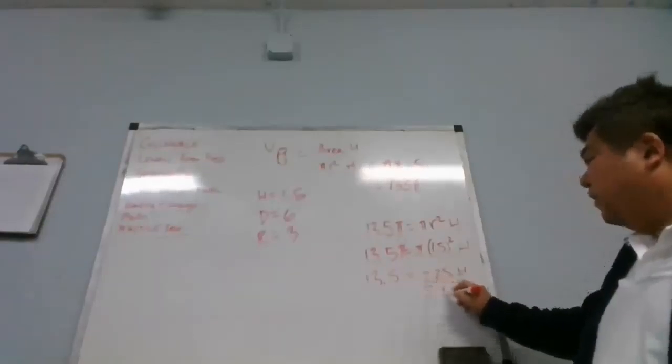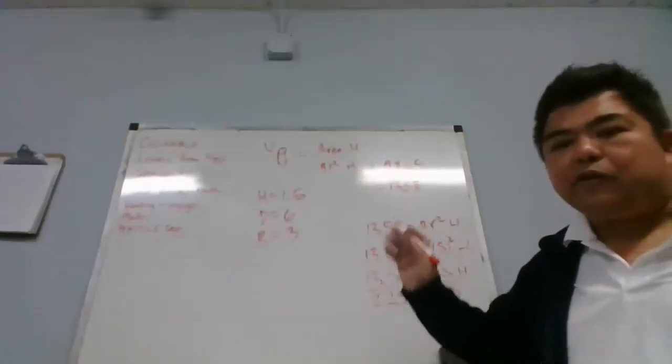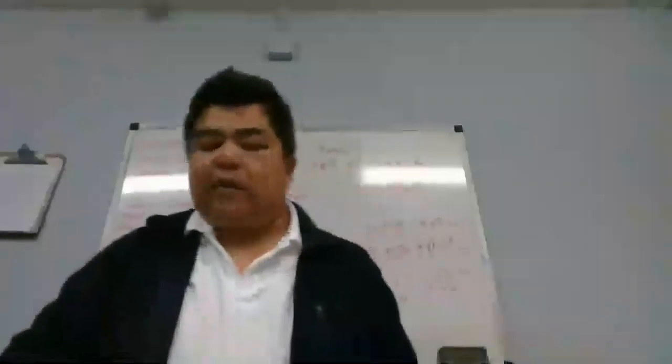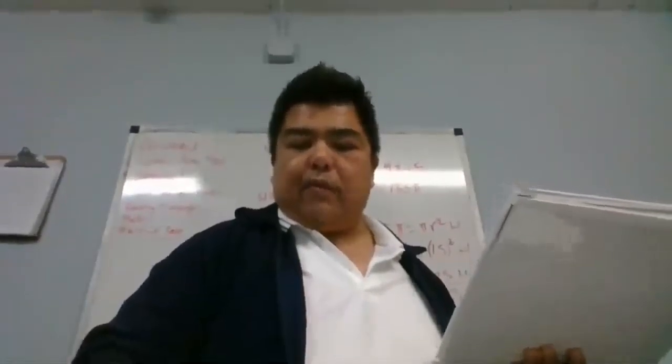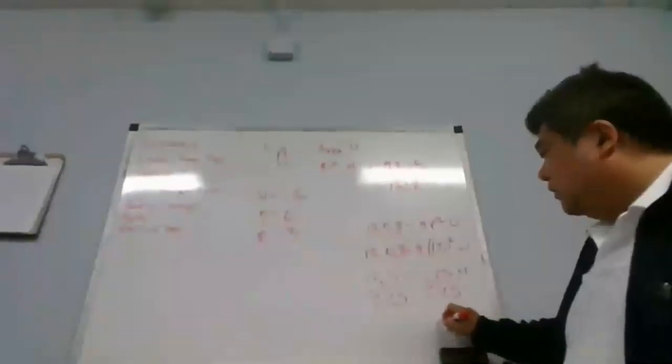Divide by 2.25. These are unfriendly numbers. You could do the division here, move the decimals. I'm just going to do it fast right here. 13.5 divided by 2.25 equals 6. So you are finding the height, which it does. H is equal to 6.